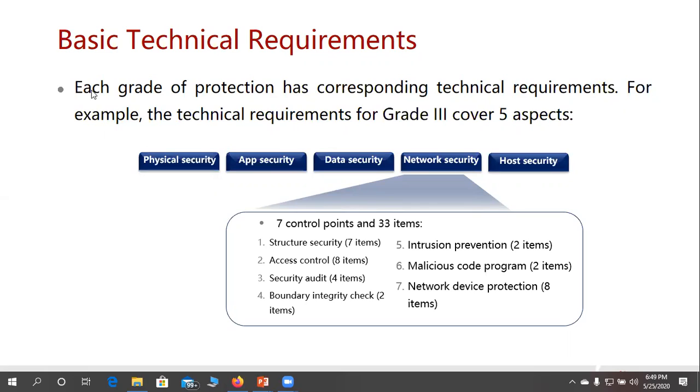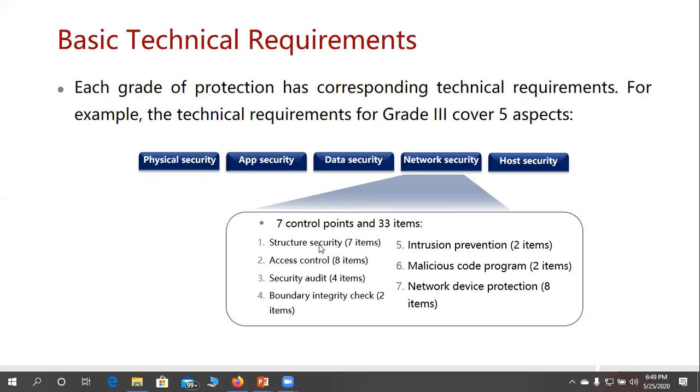Basic technical requirements. Each grade of protection has corresponding technical requirements. For example, the technical requirements for grade 3 cover 5 aspects. Grade 3 covers physical security, application security, data security, network security, which we are dealing with, and host security. Network security has 7 control points and 33 items.